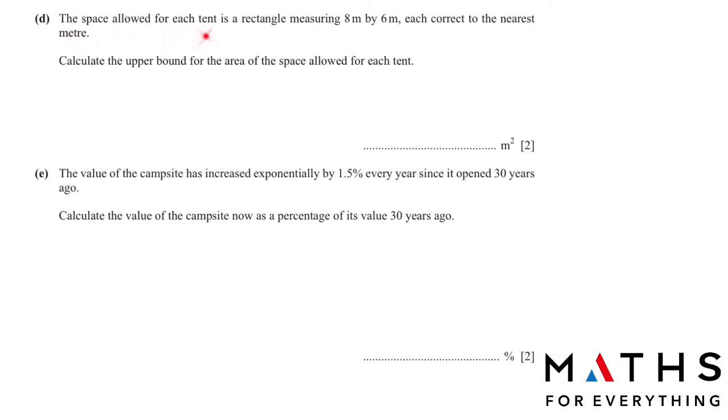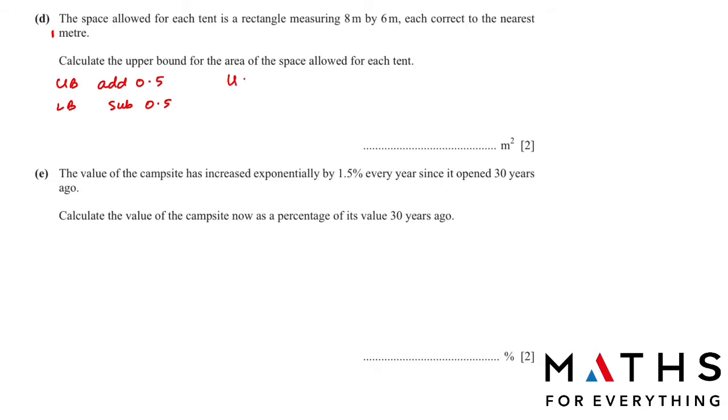The space allowed for each tent is a rectangle measuring 8 meter by 6 meter, each correct to the nearest meter. Calculate the upper bound for the area of the space allowed for each tent. To the nearest meter means to the nearest 1 meter, so you're rounding it to a whole number. Whenever you are rounding to a whole number and you want to find the upper bound or the lower bound, you add 0.5 for the upper bound, and for the lower bound you subtract 0.5.